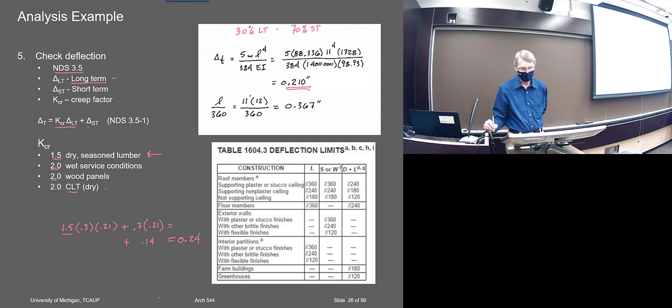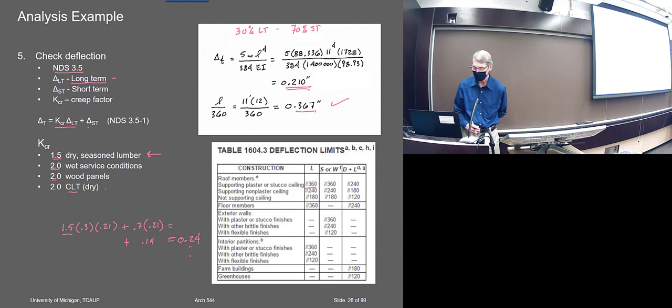0.21, right? 0.24, and in this case, if the limit was L over 360, you agree now? Yes. Okay, good. If the limit is L over 360, wherever that is, roof members, not supporting, whatever, then this would be the limit. So even at 0.24 we would be under that, so we'd be okay.